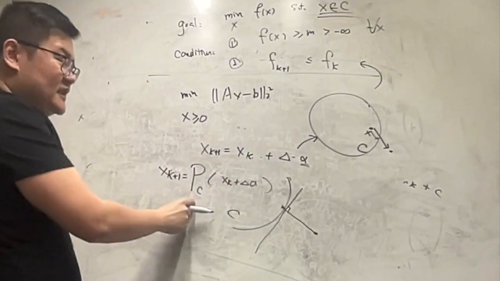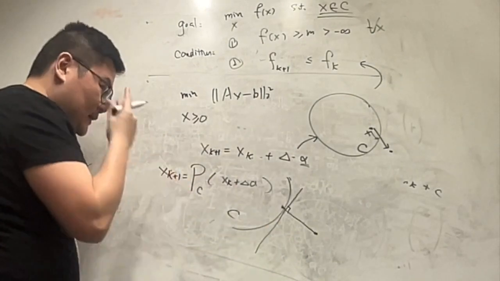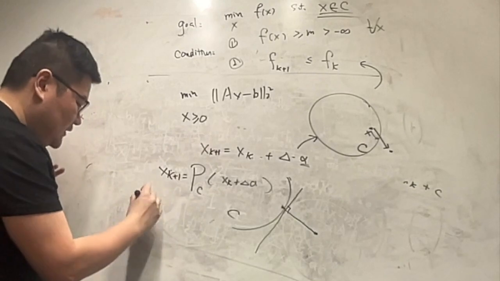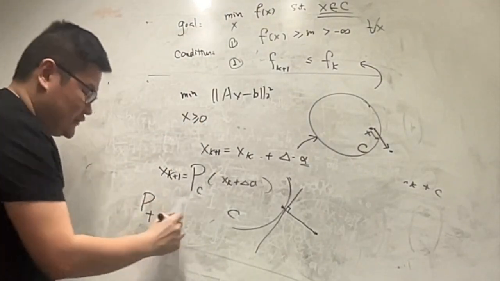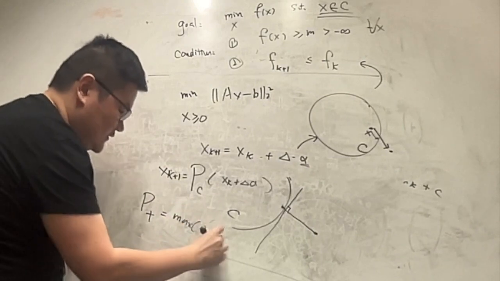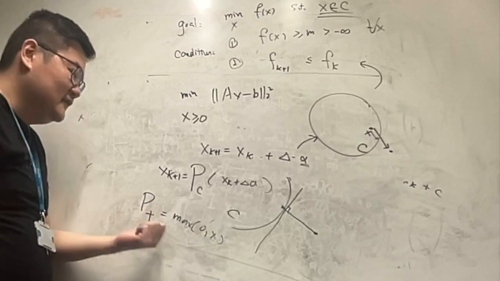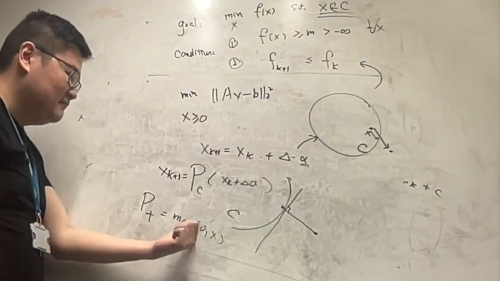So this P_C means project back to C. This P_C means project, and there's a math formula for you to do that. And there's some example. For example, if I project to larger than 0, what's the projection? Projection to larger than 0 is just max with 0. Why? Suppose x is negative 3. What's the closest value to the positive numbers? 0, right? So if x is negative 3, projecting to the positive, you just make it 0.